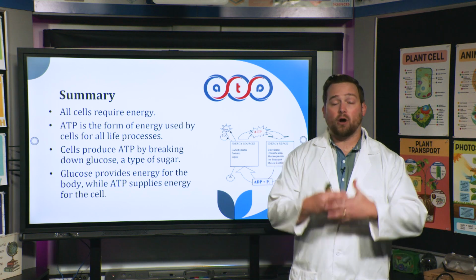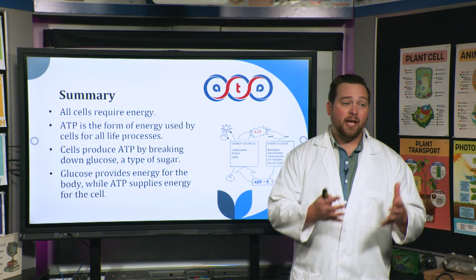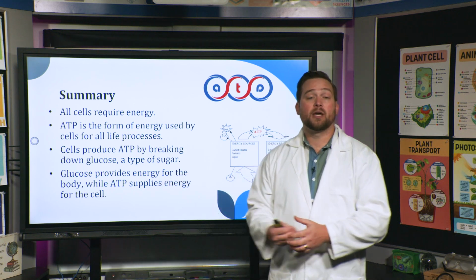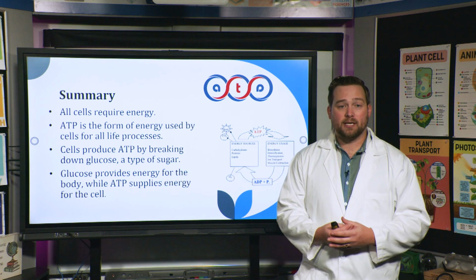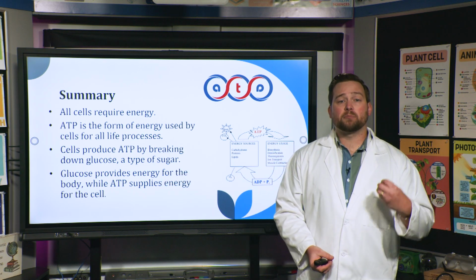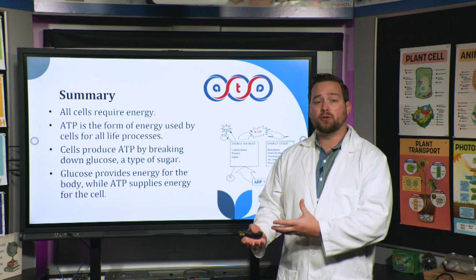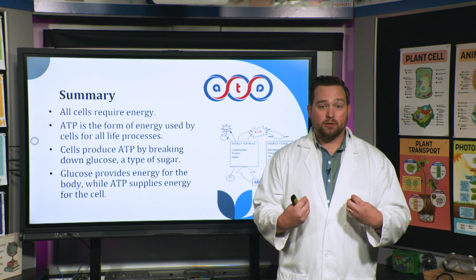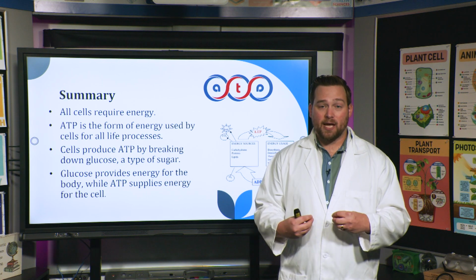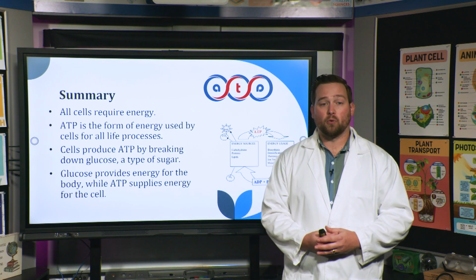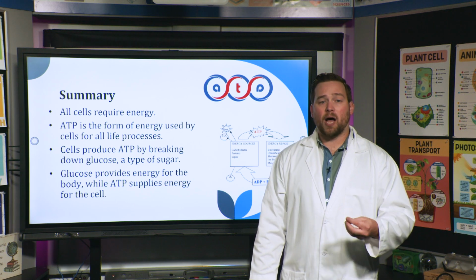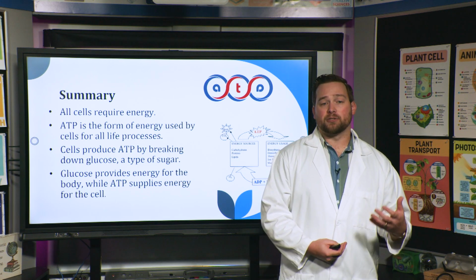So all of our food, all of the glucose and sugar that we eat has to be converted into ATP so that your cells can use it in order to do all of these things that they have to do, okay? So cells produce ATP by breaking down glucose, a type of sugar. So the plant makes the glucose, we consume the glucose, our body turns it into ATP, and then we can use it for our own purposes, okay? Glucose provides the energy for the body, while ATP supplies energy for the cell.